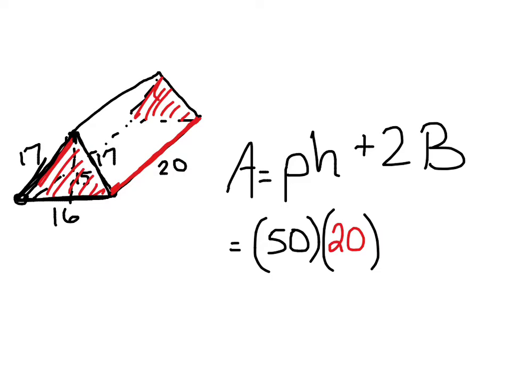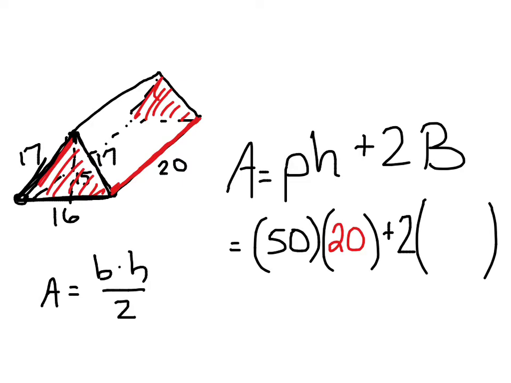Then plus 2 bases. You said it's a triangle-based prism. To find the area of a triangle, it's base times height divided by 2. The base of that triangle is 16. The height of that triangle is 15. And divided by 2.